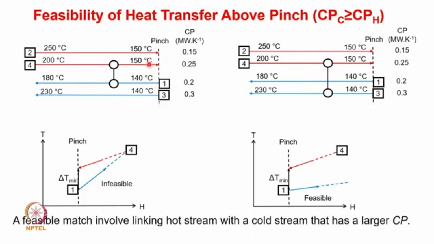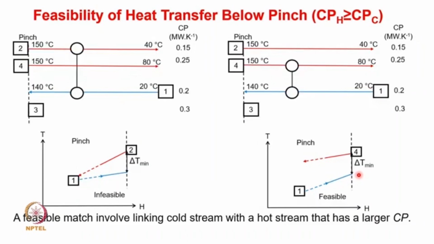So, stream 4 has a Cp of 0.25. It should not be connected to the cold stream having a Cp less than that, which is 0.2. The correct connection would be from stream 4, which has 0.25, to a stream higher than that. Stream 3 has a Cp of 0.3, which is higher than 0.2, so you may be able to connect. If you connect otherwise, this would result in an infeasible operation. This is the way we can get a feasible operation.